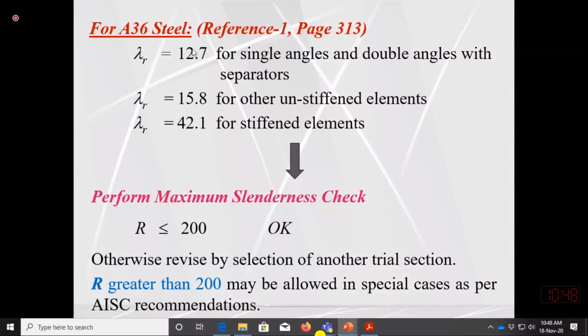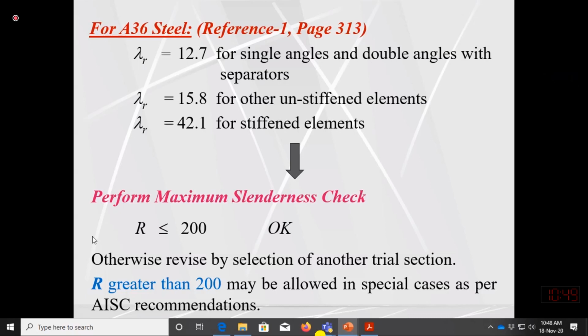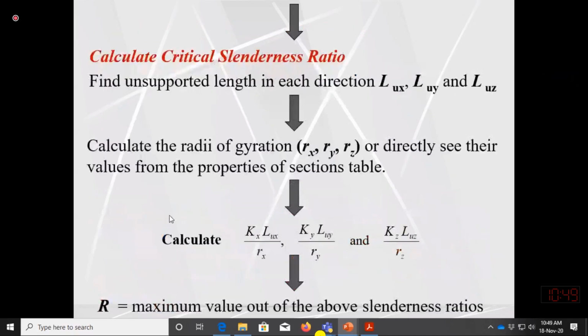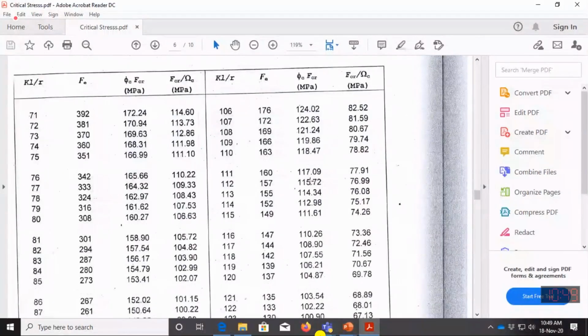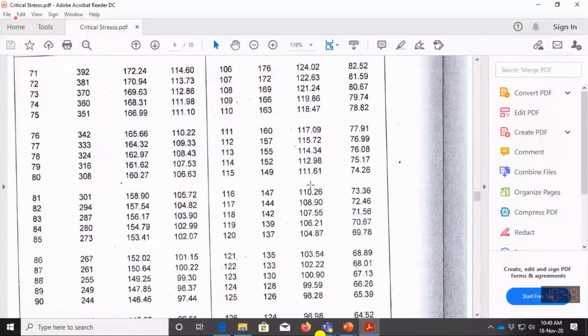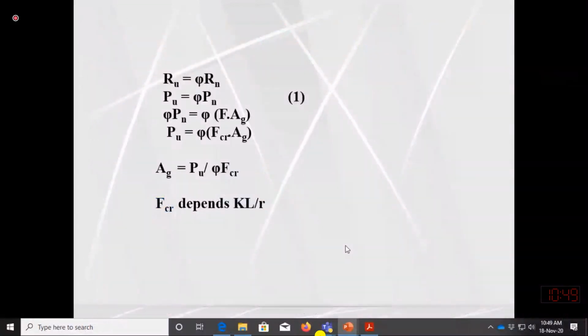So we need to check the local stability, and then at the end we have to check overall slenderness ratio should be less than or equal to 200. So here you don't need to use this formula. I already have told you that if you know the slenderness ratio of your designed column, larger value out of these two cases, you can pick the phi c Fcr value from this table, and this phi c Fcr value is multiplied with the gross area, just like I have explained over here. So you can determine the phi c Pn value. So this capacity should be more than this applied compressive force.